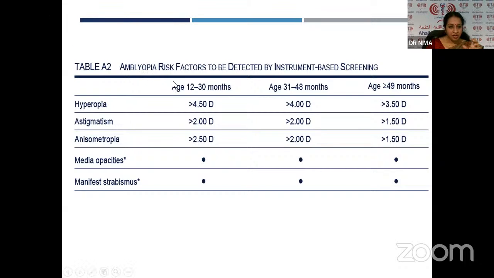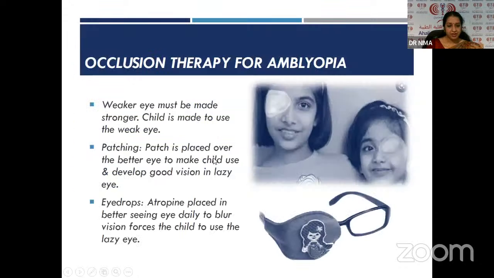Then, if they are not wearing the glasses properly, there is an increased risk of amblyopia or lazy eye. And then a few points about amblyopia or lazy eye. Amblyopia, or lazy eye, is nothing to worry about. If you start the treatment early, I can confidently tell you we can get 100% normal vision.